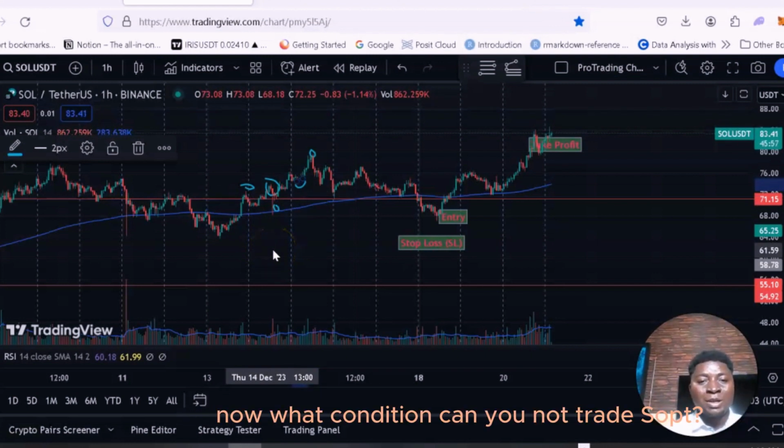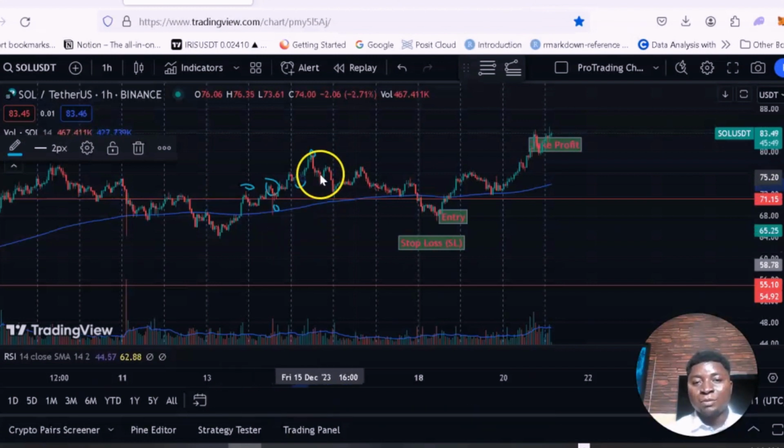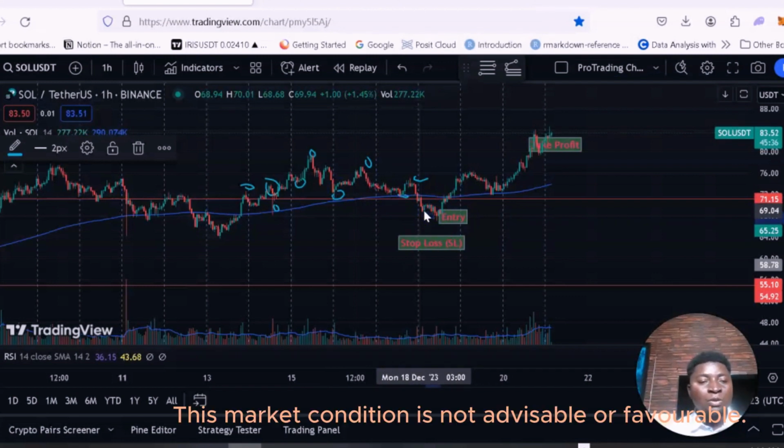Now, in what condition can you not trade spot? You can't do spot trading when the market is in a downtrend. For example, you can see a higher low here, and you can see a lower low. Under this condition, spot trading is not advisable or it's not profitable.